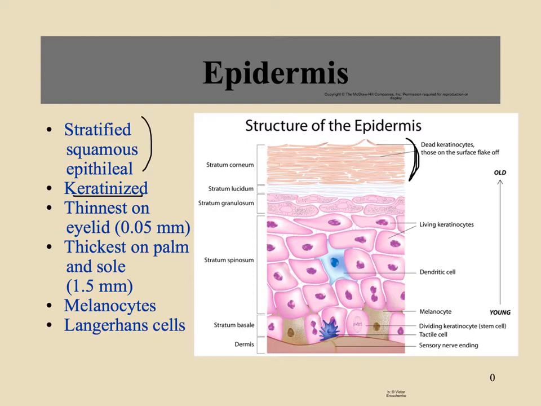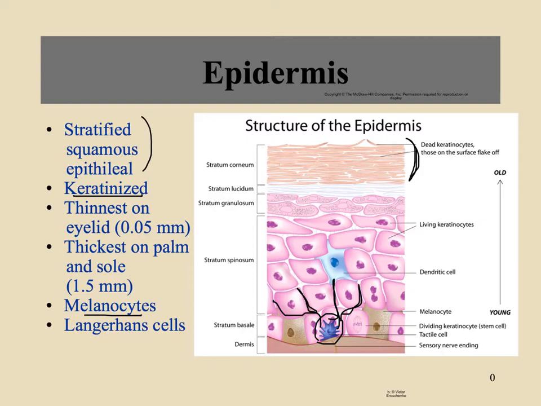Your epidermis has different degrees of thickness depending upon where it's found on your body. So it's thinnest on your eyelid and thickest on the palm of your hand and the sole of your feet. I think you could probably figure that out. There are special cells called melanocytes, which are shown as dark blue down here. And actually, this isn't a very good picture because melanocytes actually are much longer. They have little cytoplasmic fingers sticking up all over the place. And we'll talk about that when we get to skin color.